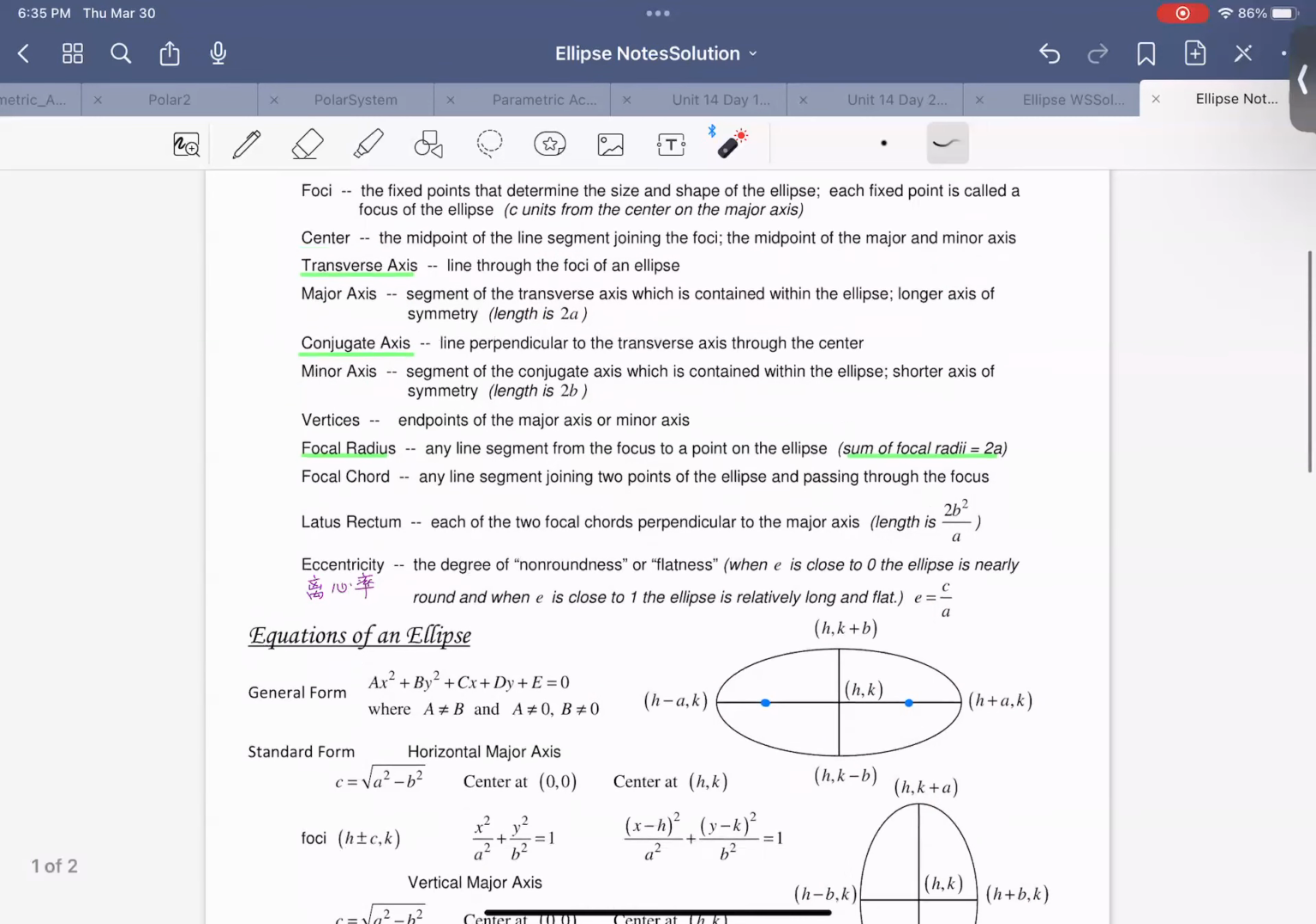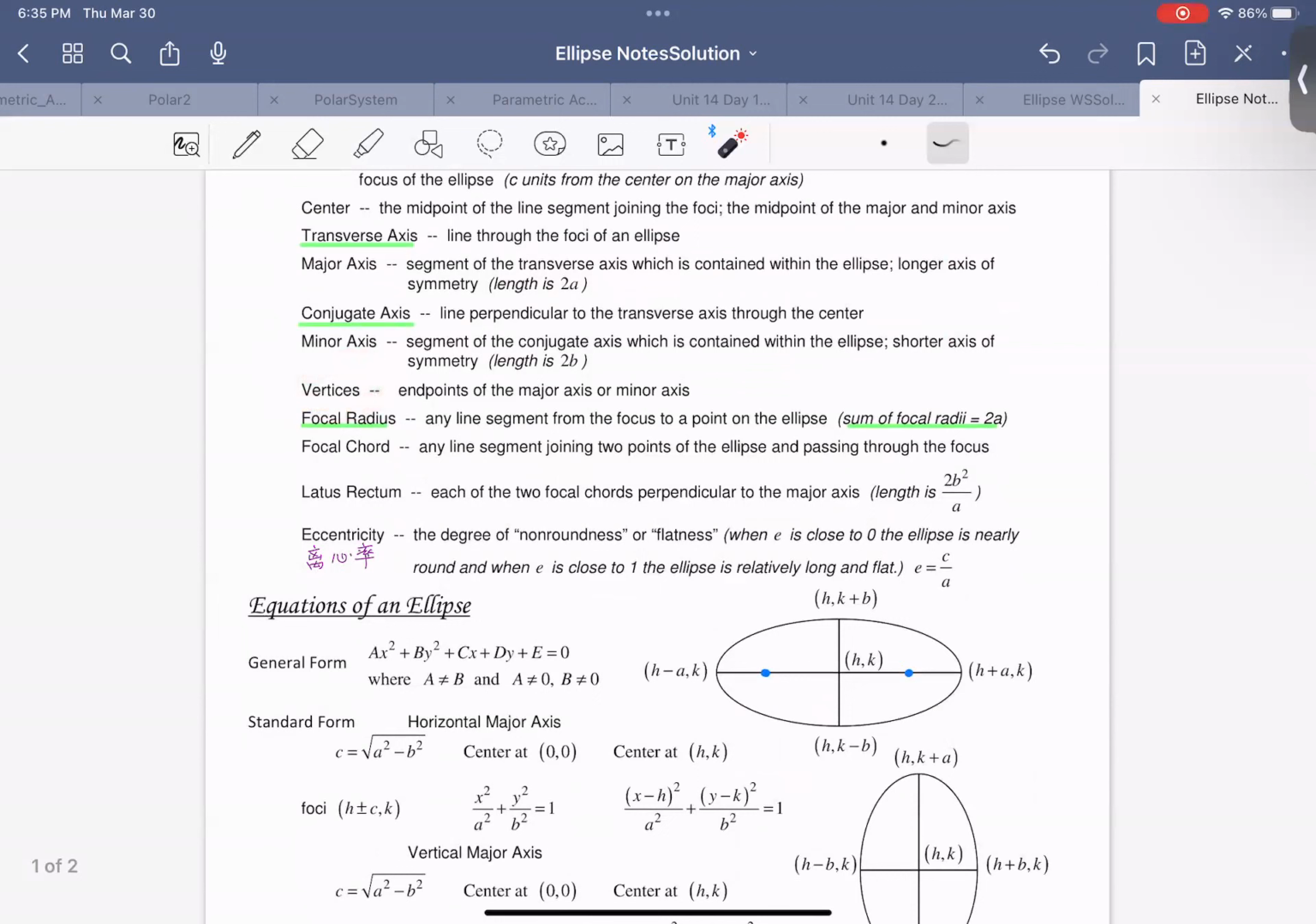And then the vertices. This is called vertices. This is also called vertices. These are the vertices in the major direction. This is a vertex in the minor direction.